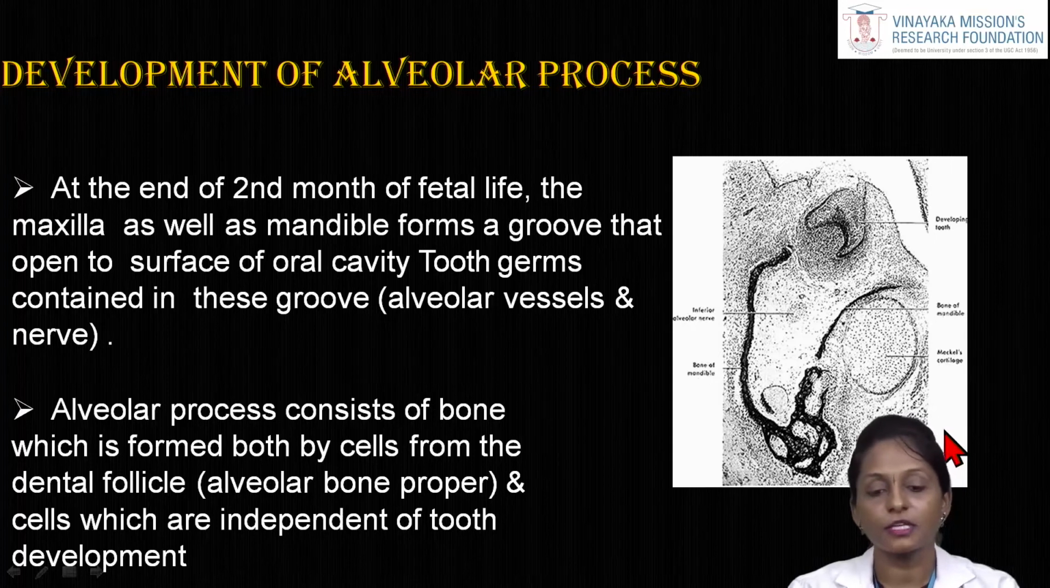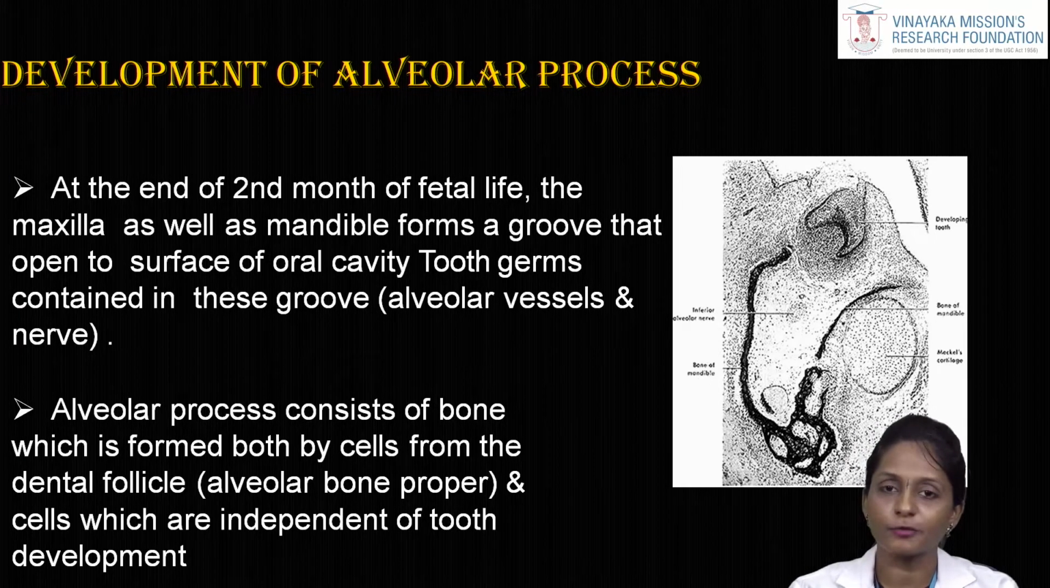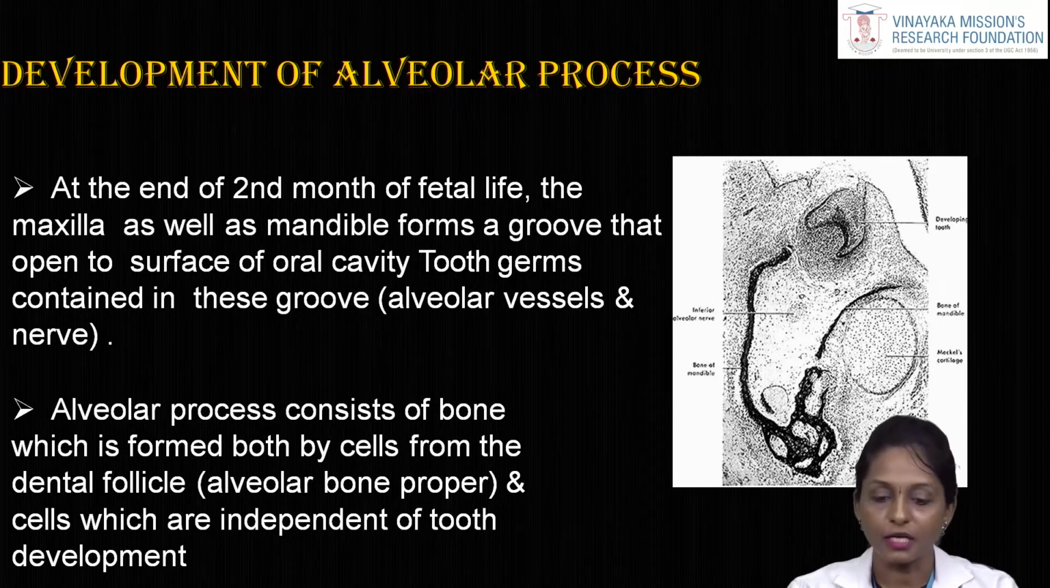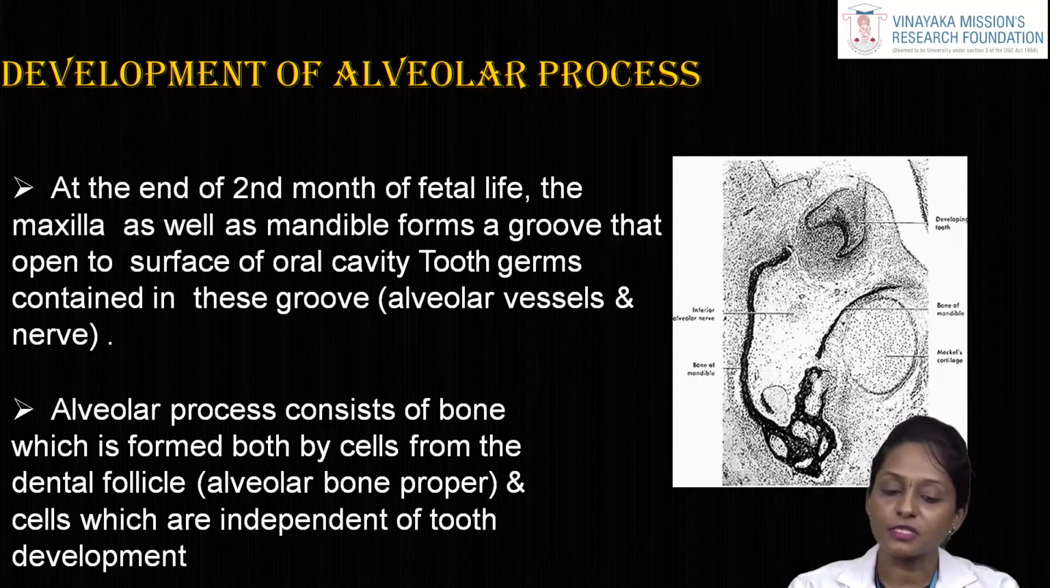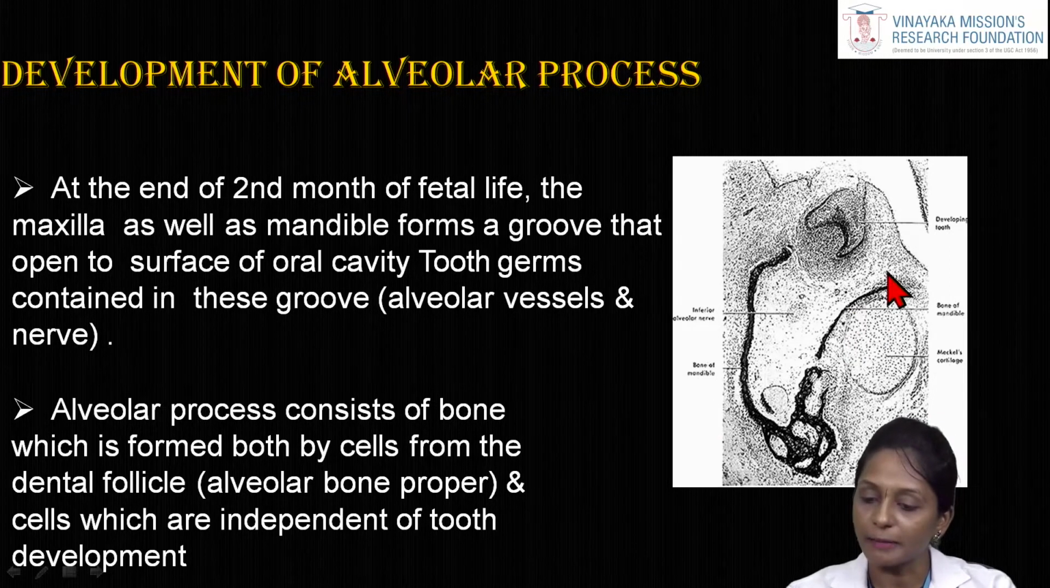Next is the development of the alveolar process, how it develops. You can see in this picture that it depicts the end of the second month of fetal life. The maxilla as well as the mandible form a groove that opens to the oral cavity, and the tooth germs are contained in these grooves along with alveolar vessels and nerves. If you see in this picture, you can appreciate this is your tooth germ. And this groove is the bone of the mandible, and you can see here the inferior alveolar nerve developing. And here is your Meckel's cartilage.